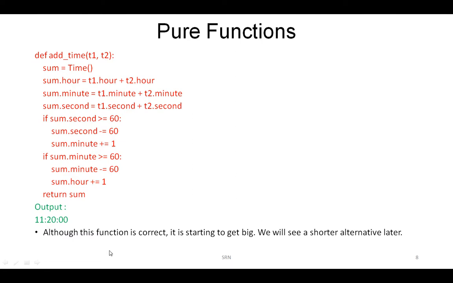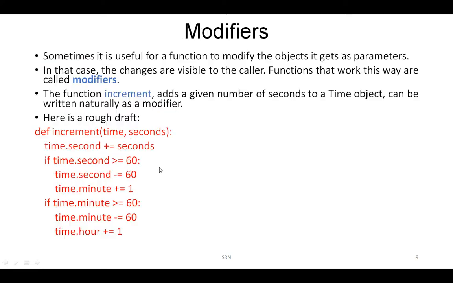Although this function is correct, it is starting to get big, and we'll see a shorter version later. And here another problem is what if the seconds are more than 60 extra, that is, if the seconds is more than 120, then how do we handle this?